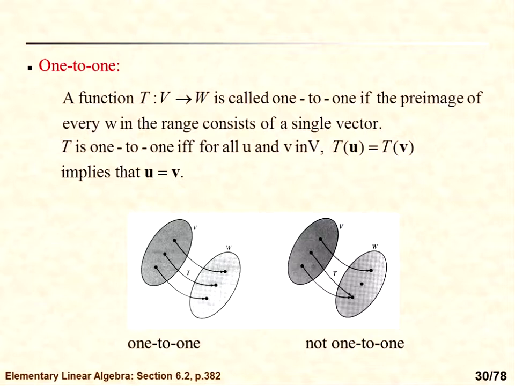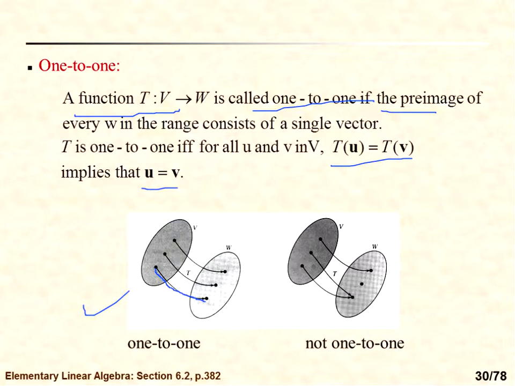We know there are one-to-one, many-one and onto functions. There are so many types of functions. Definition: a transformation T from V to W is called a one-to-one function if the pre-image of every element in the range consists of a single vector. T is one-to-one if and only if, for all u and v in V, T(v) = T(u) implies that u = v. Then we say that it is a one-to-one function.